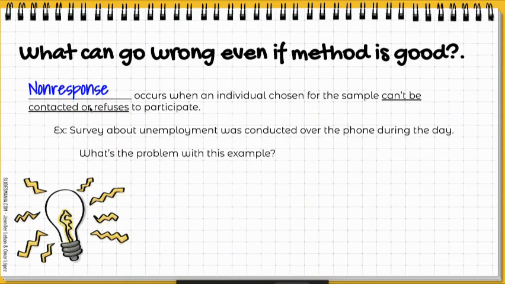Okay, what can go wrong even if the method is good? Well, no response or non-response occurs when an individual chosen for the sample can't be contacted or refuses to participate.